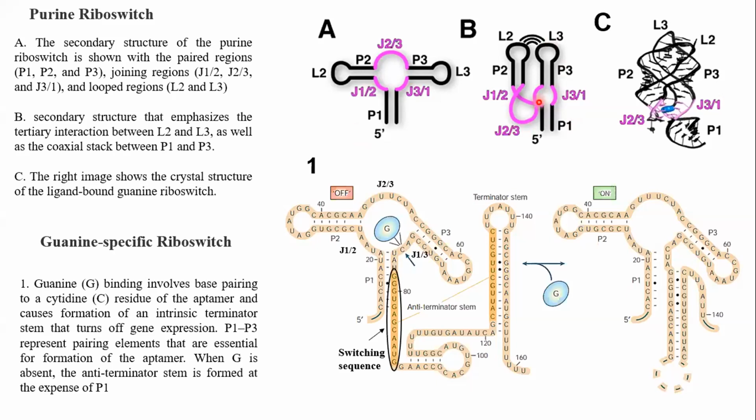Here is the actual 3-dimensional structure when the ligand binds. So here is the interaction. L2 and L3 interact and this structure is formed. And this C is the crystal structure, meaning the actual 3-dimensional structure, because this is the 2-dimensional stem and loop, but in reality, in 3-dimensional structure, they form this helical structure.